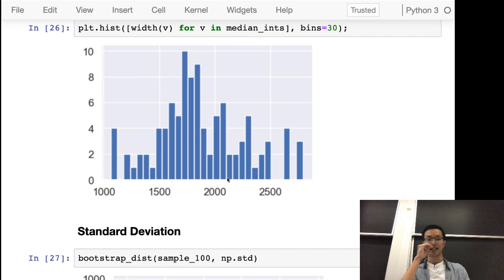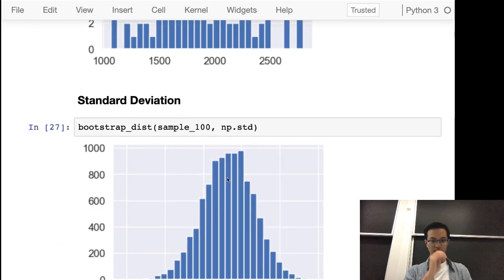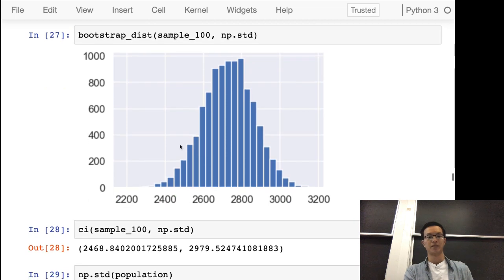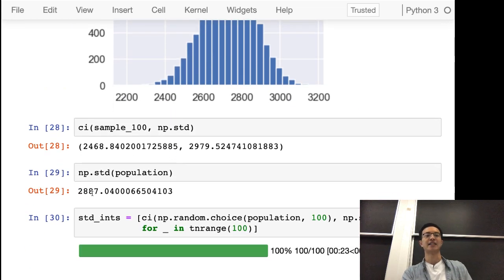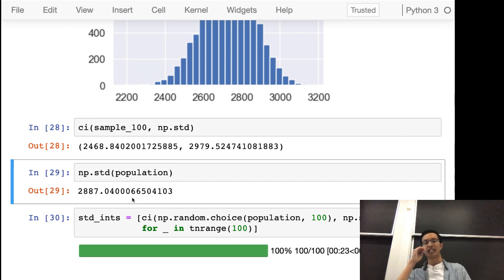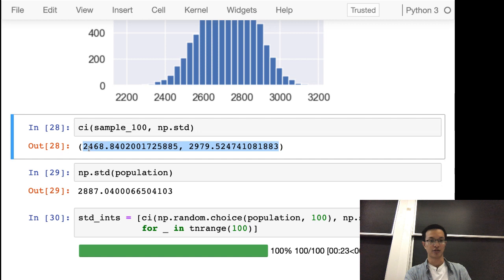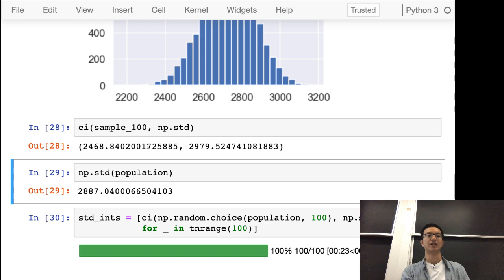I can even estimate the standard deviation of my population by bootstrapping the standard deviations. So if I do that, I can see here that my estimate for the standard deviation is that it lies between 2400 and 2900. And indeed, the population standard deviation does lie between these two numbers.